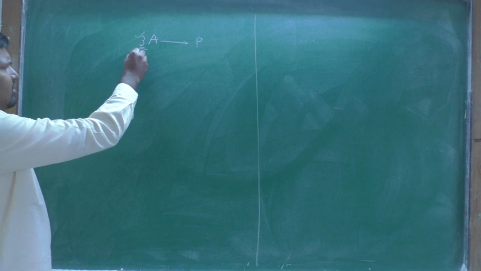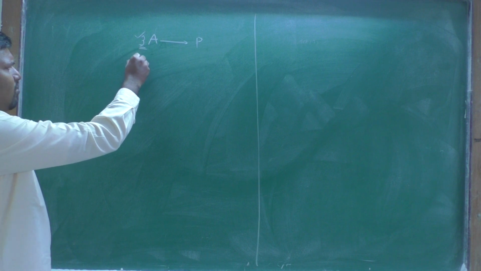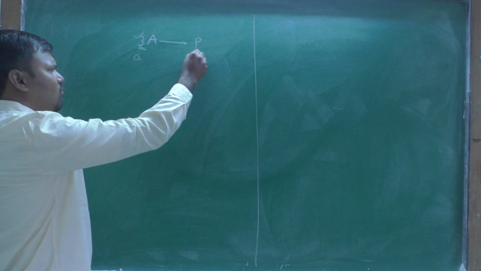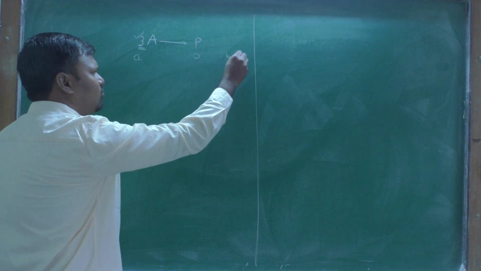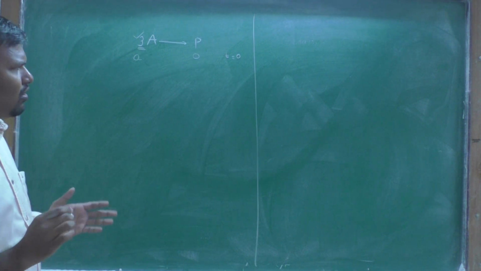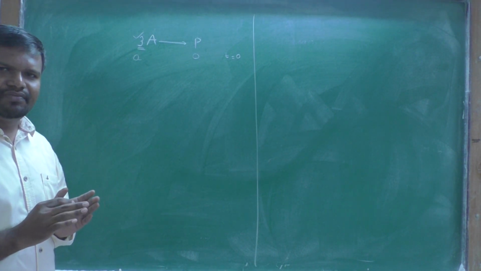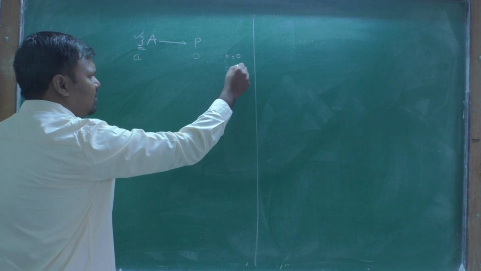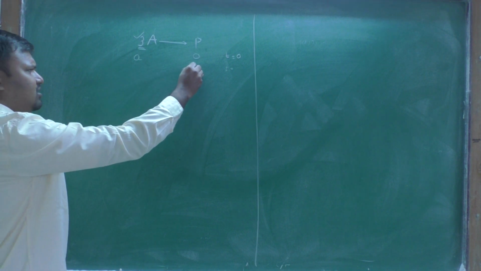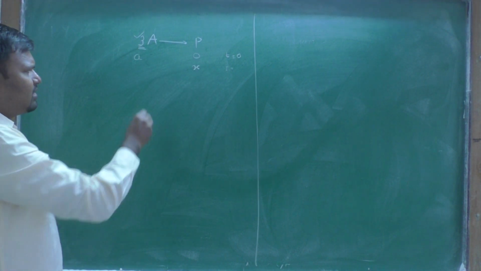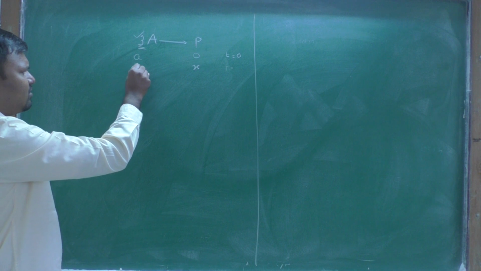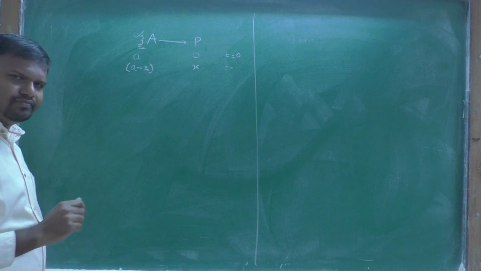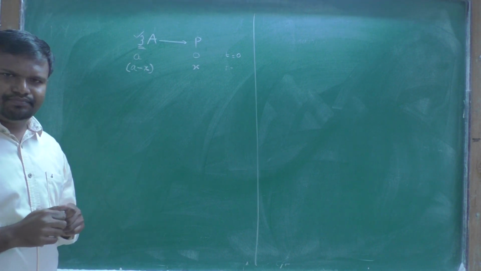Therefore, at the start, the concentration of reactant was a and the concentration of product was 0, at time equal to 0. At the starting, no product is formed, only reactant is there. As time passes, at a particular time t, we find that x product is formed, and the reactant remaining is a minus x.